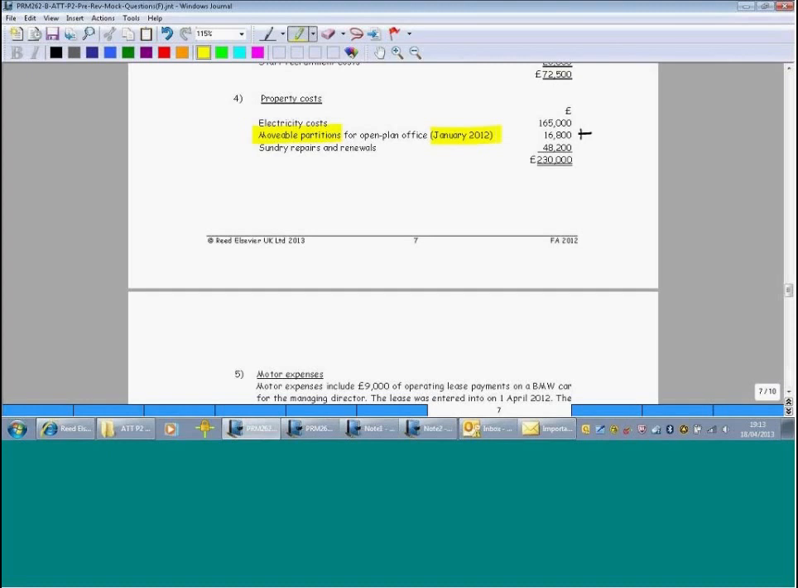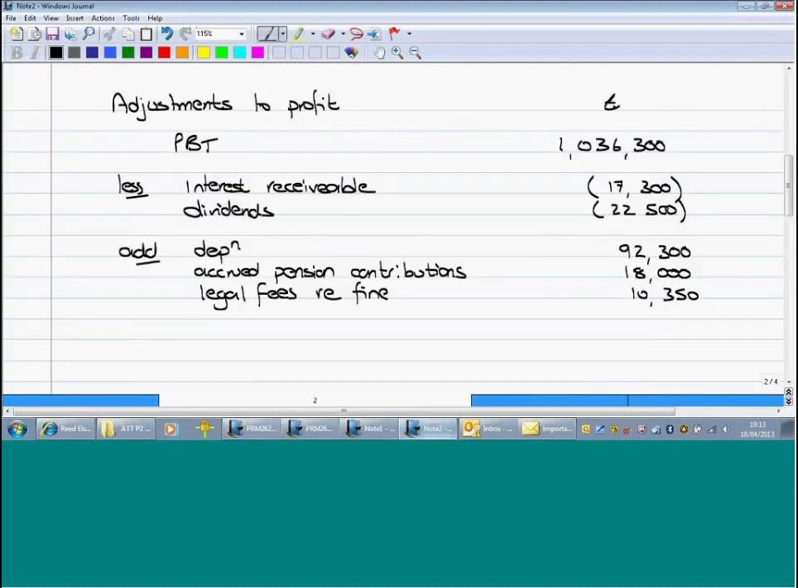So two things we're going to do with this. First of all, we're going to add back the cost of those movable partitions in our adjustments to profits working. Because it's capital expenditure, it's disallowable. So I'm adding back that £16,800.